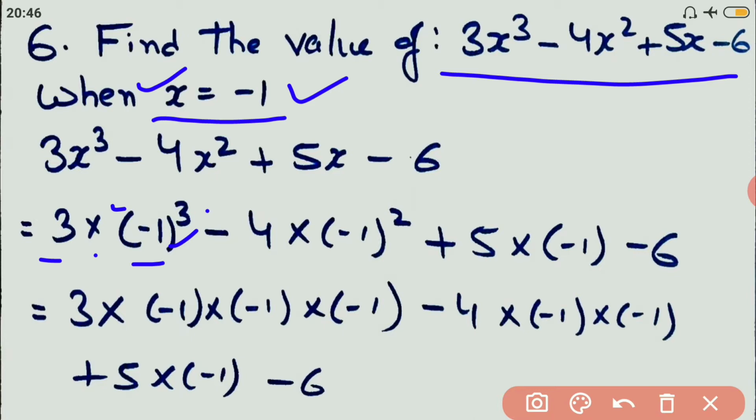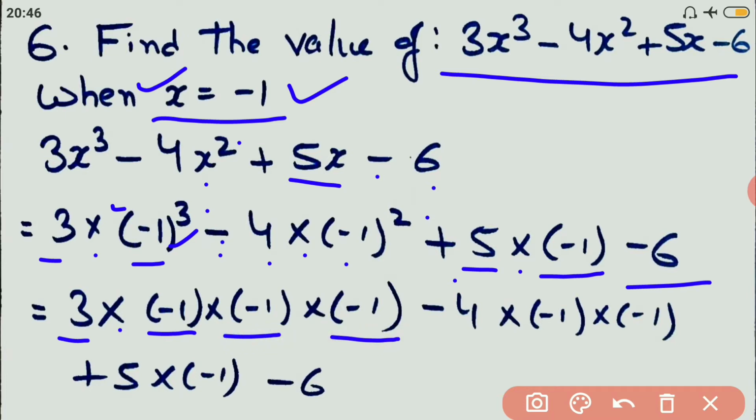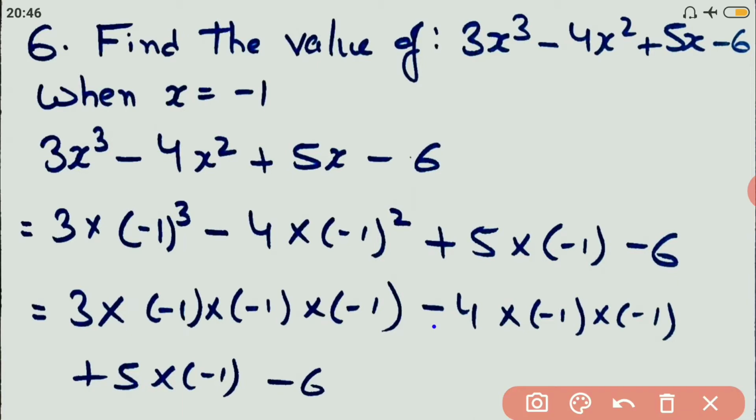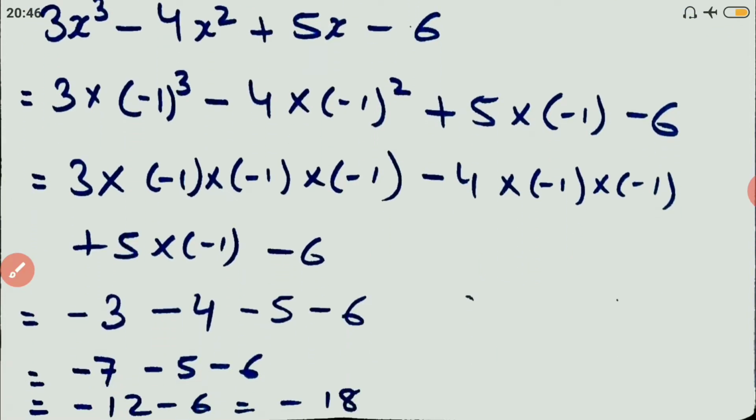Now minus 4 multiplied by (minus 1) whole square, because x whole square here, plus 5x means 5 multiplied by minus 1, minus 6. Now expanding the form, equals 3 multiplied by minus 1 into minus 1 into minus 1, minus 4 multiplied by minus 1 into minus 1, then plus 5 multiplied by minus 1 minus 6. Okay, now we can go to the next line.